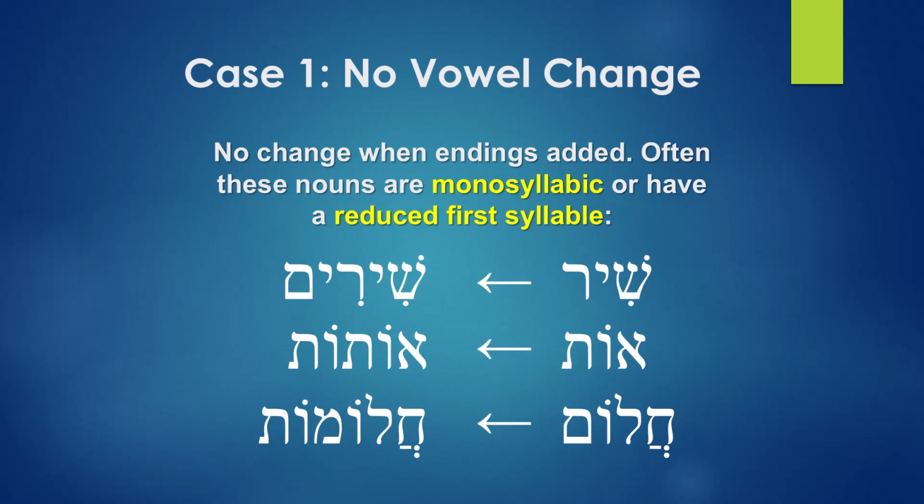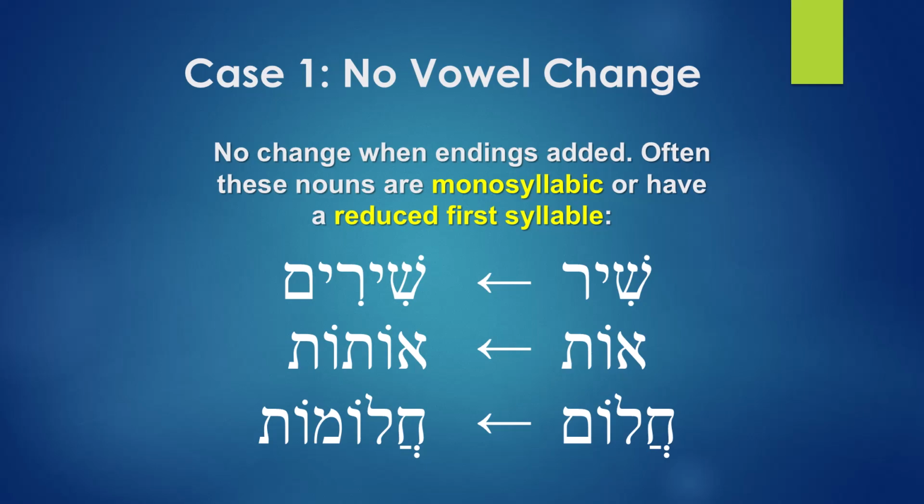Let's look at case number 1. Case number 1 refers to those nouns that have no vowel change. So this is a group of nouns that do not change internally. Their spelling does not change when plural endings are added to them. So case number 1 refers to nouns that have no vowel change, no spelling change. The word stays the same and you simply add the plural endings. If it's masculine, you add im, and if it's feminine, you're going to add ot.